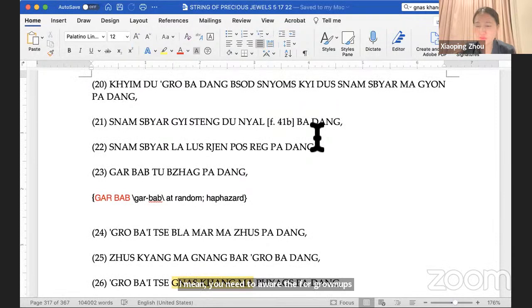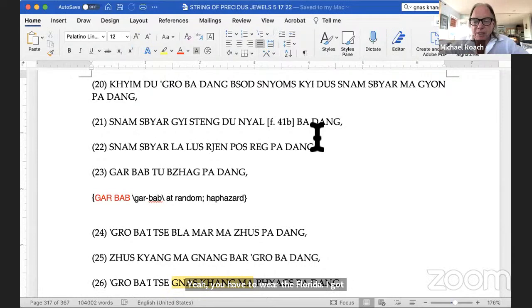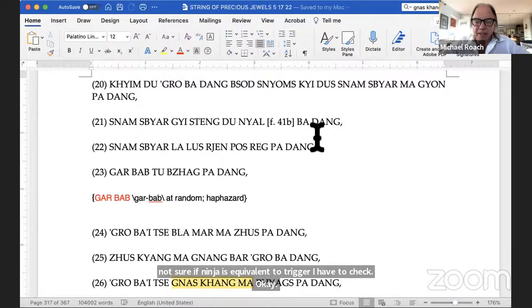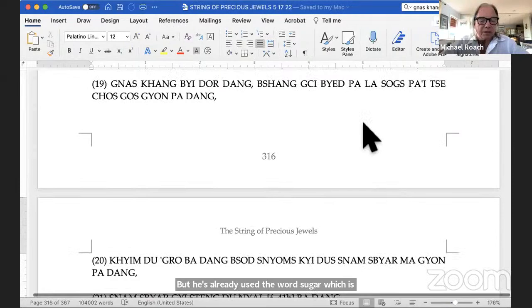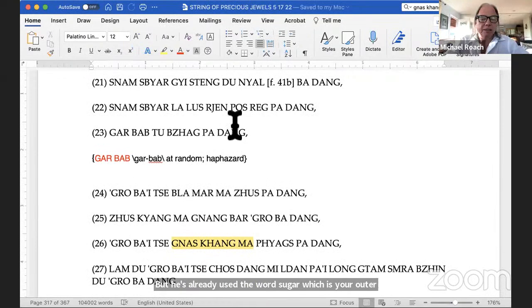I gotta check. I'm not sure if Namjar is equivalent to Chugur. I have to check, okay? It might be the outer robe. I have to check on that for you, okay? Because it's starting to feel like he wants it to be the outer robe. But he's already used the word chuga, which is your outer robe. So I don't know. Okay, 21, Nick, Xiaoping.